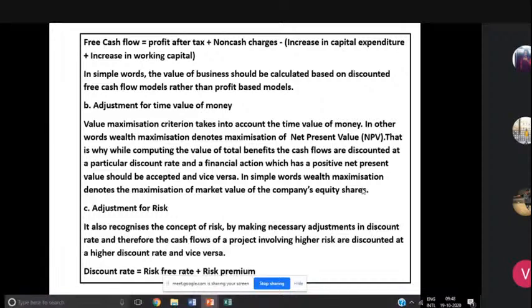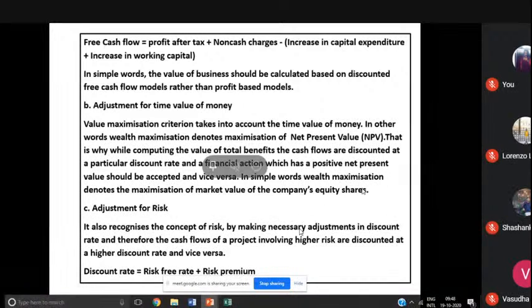Therefore, from today, your equation for discount rate is what? Risk-free rate plus risk premium. Now, if someone asks you, why do we take risk-free rate? To adjust the time value of money. Why do we take the risk premium? To make the adjustment for risk. Now, see the explanation, that one sentence explanation is more than enough.